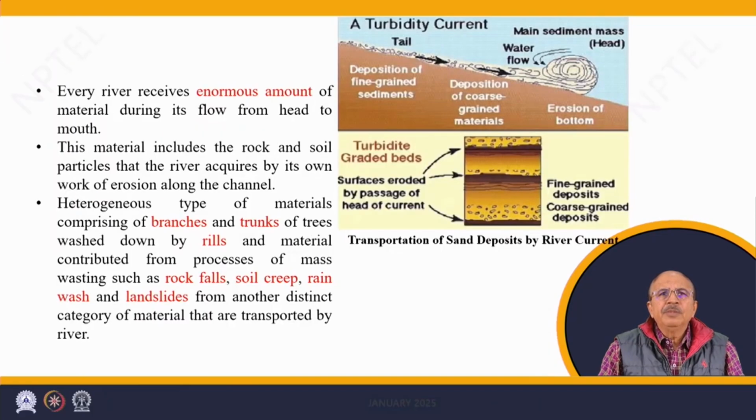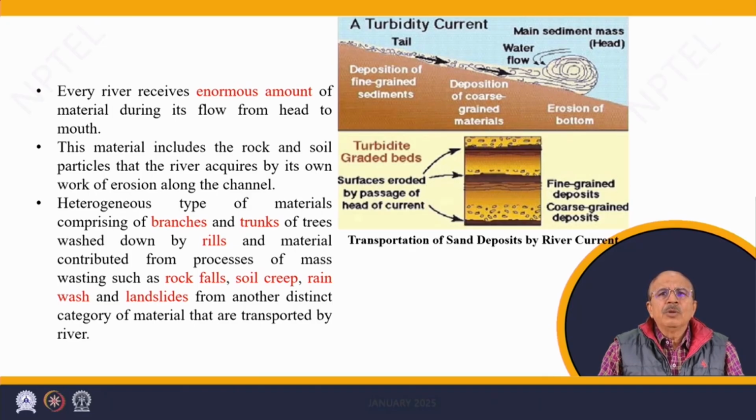Now next, every river receives an enormous amount of material during its flow from head to mouth. This material includes the rock and soil particles that the river acquires by its own work of erosion along the channel, heterogeneous types of materials comprising branches and trunks of trees washed down by the rills, and material contributed from processes of mass wasting such as rock falls, soil creep, rain wash and landslides, all distinct categories of material that are transported by the river.